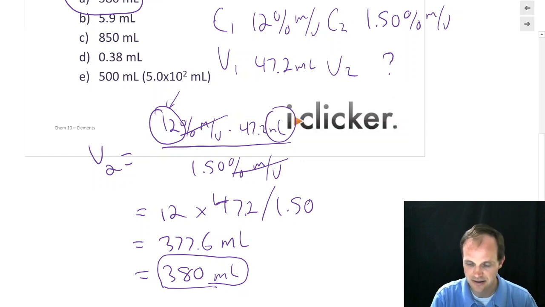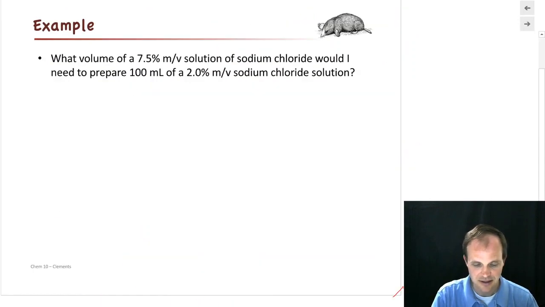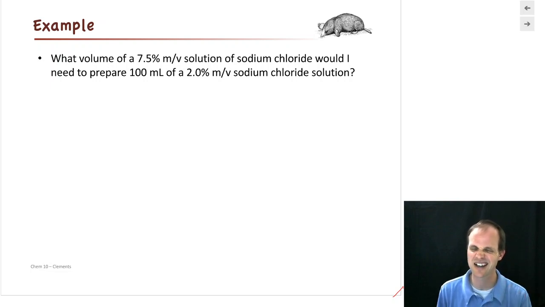All right. Last example. What volume of a 7.5% M over V solution of sodium chloride would I need to prepare 100 milliliters of a 2% solution? Again, pause it. Try it out. It's good practice. I know you don't want to. I know you're like, I kind of got this. We're good. Try it out anyway.